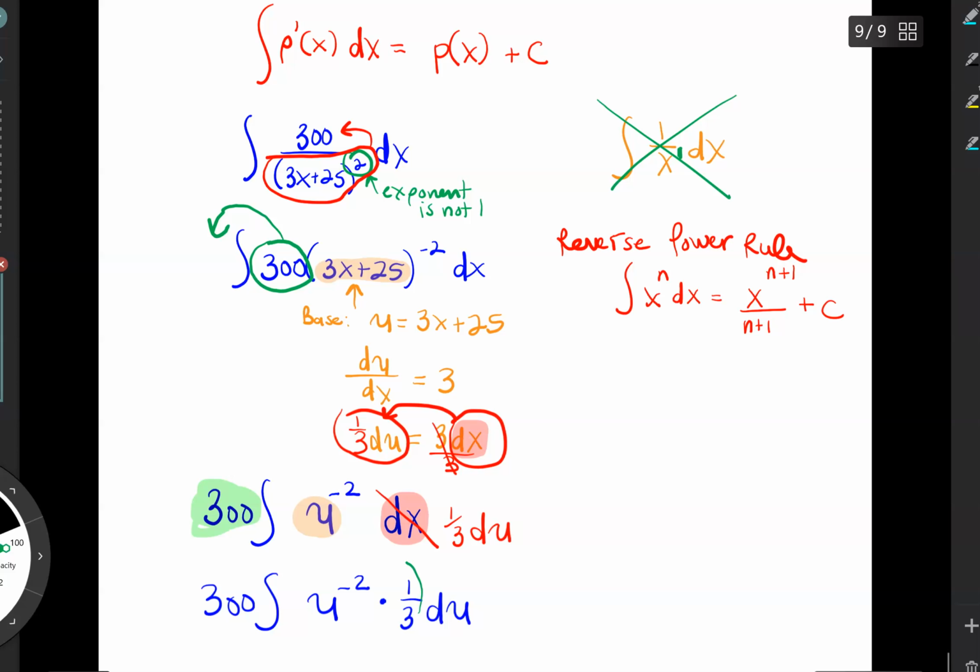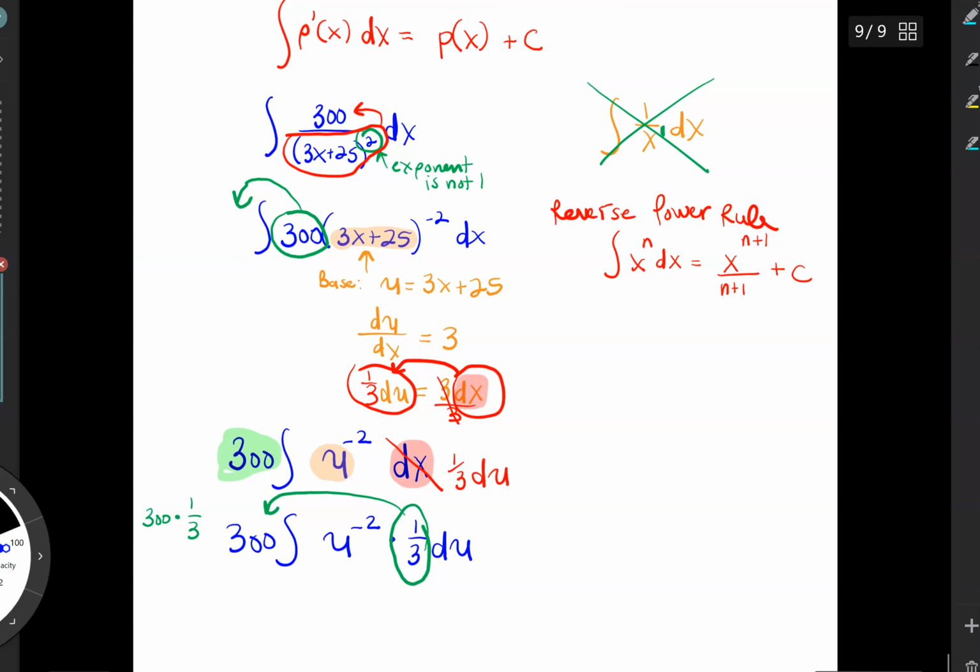Then again, we have that constant fraction that we can pull out to the side, and it'll be side by side multiplying with the constant that's already there. So you end up with 100 on that one. My integral looks like this: 100 integral of u to the negative 2 du. Awesome, and that's set up to use our reverse power rule. So let's go ahead and use that. You'd end up with u to the negative 2 plus 1 over negative 2 plus 1 plus c.